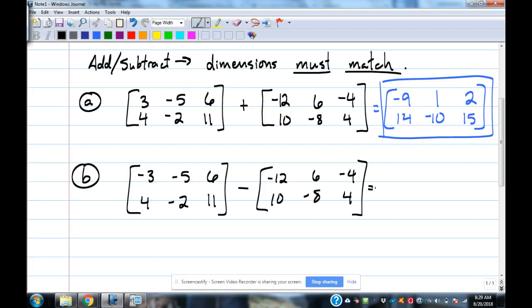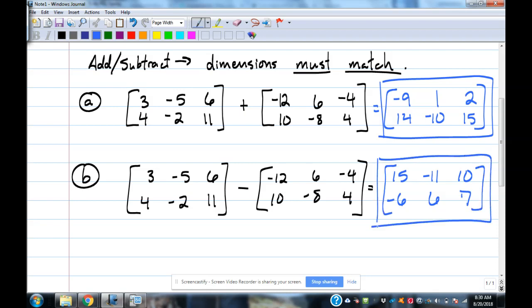Generally, if it's a fresh matrix, I don't tend to do these with the calculator. I'm quicker at just saying 3 minus -12 would be 15. -5 minus 6 would be -11. 6 minus -4 is 10. 4 minus 10, -6. -2 minus -8, +6. 11 minus 4 is 7. And there I have that same solution matrix.